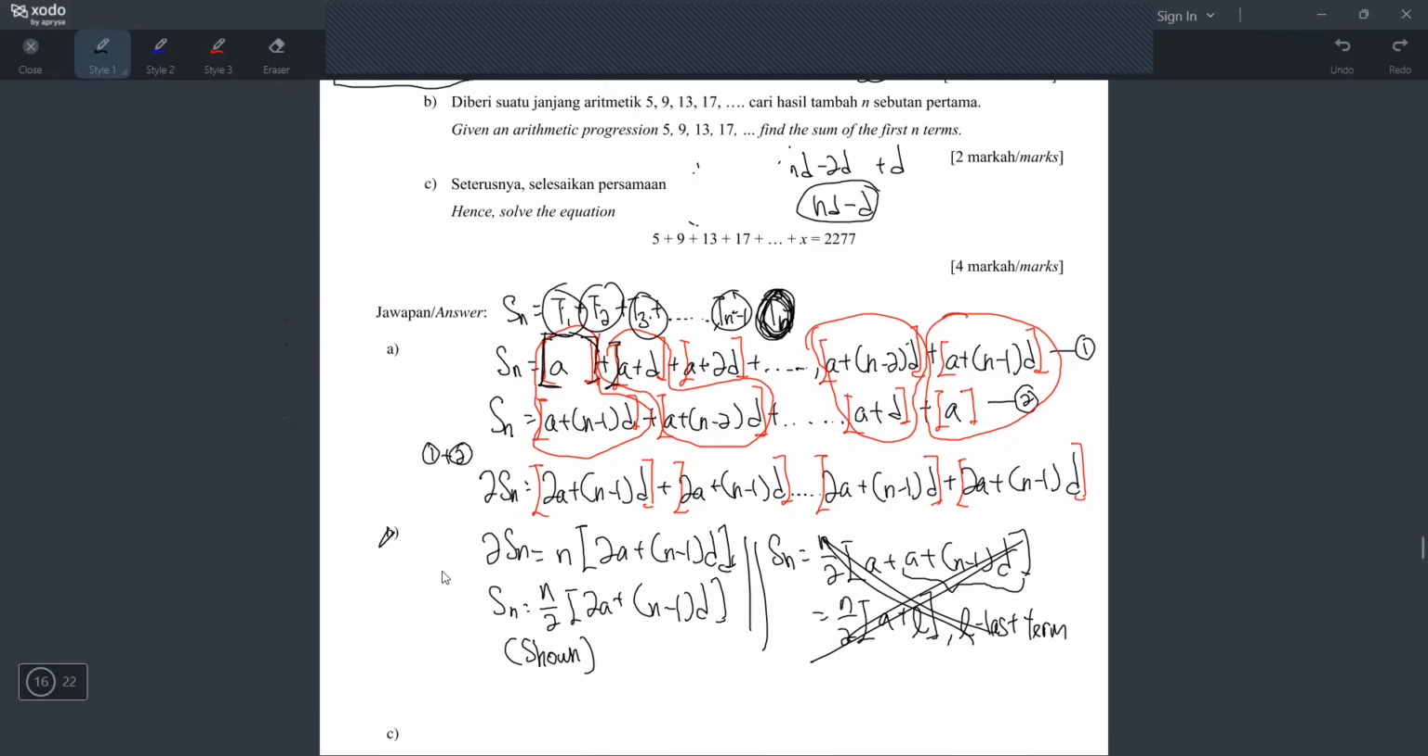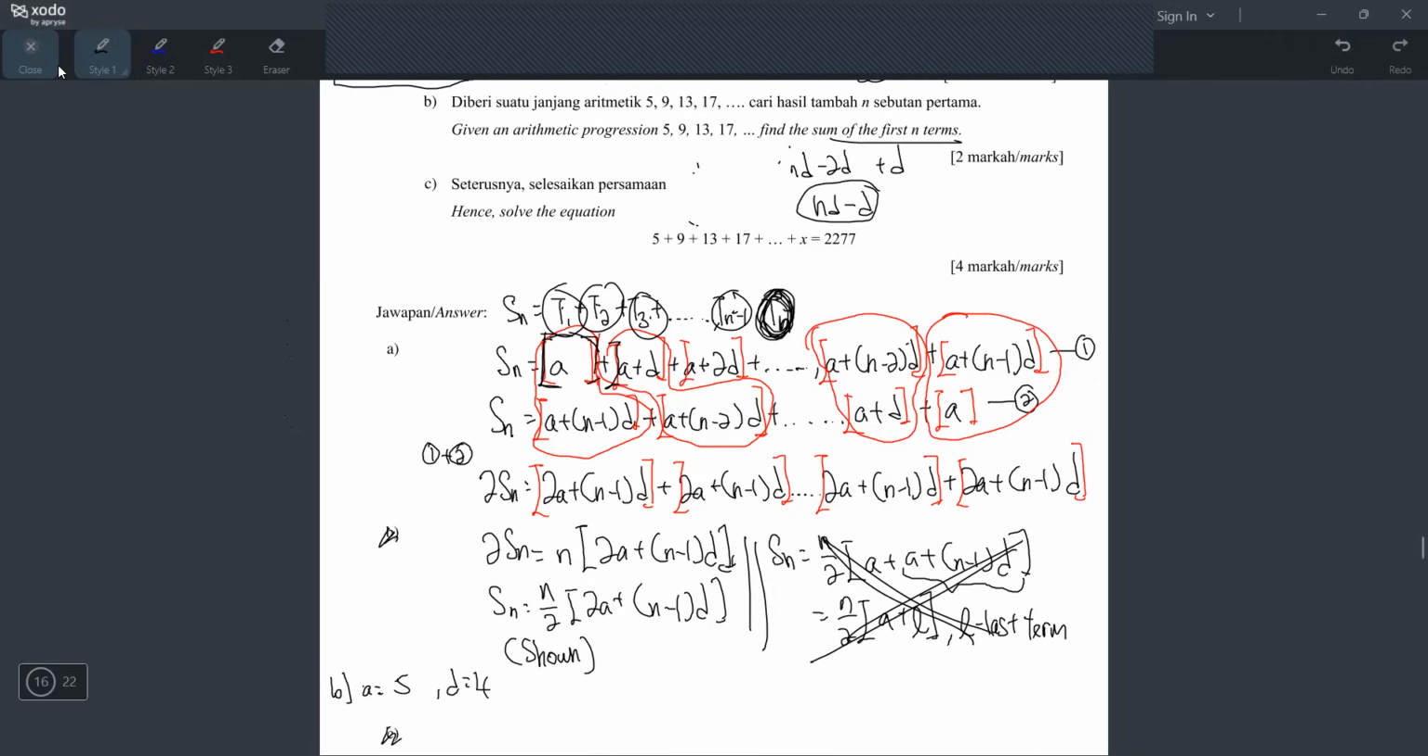So let's continue with question B. Given an arithmetic progression 5, 9, 13, 17, find the sum of the first n terms. I think I can find, this is an arithmetic progression. So straight away get your a and d. When they give you a progression, straight away can find your a and d. What is your a? 5. What is your d? 9 minus 5, which is 4. You can also take 13 minus 9, you will get the same thing.